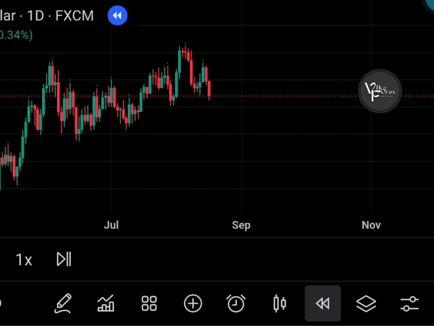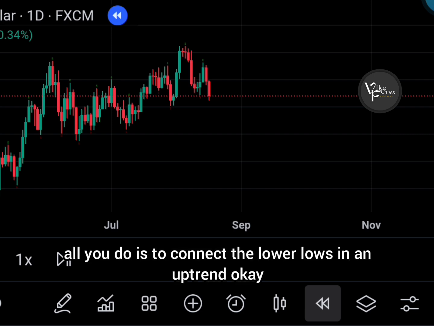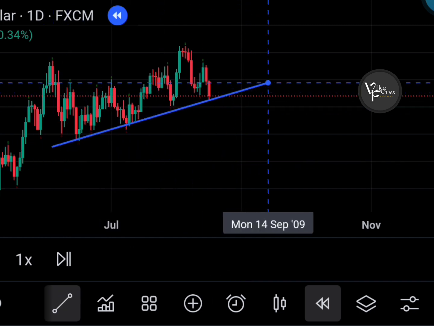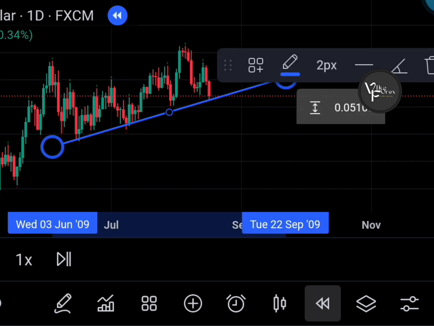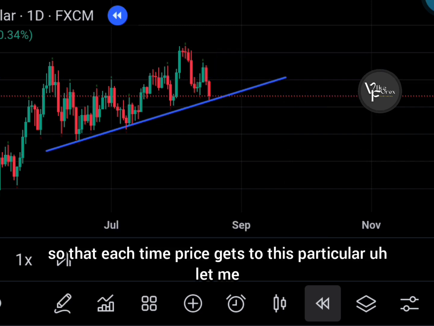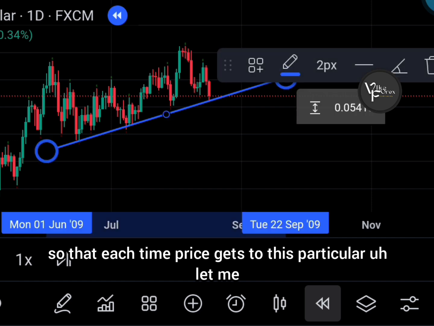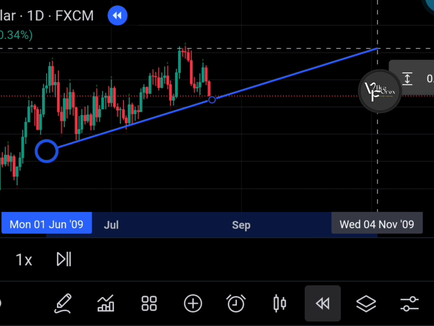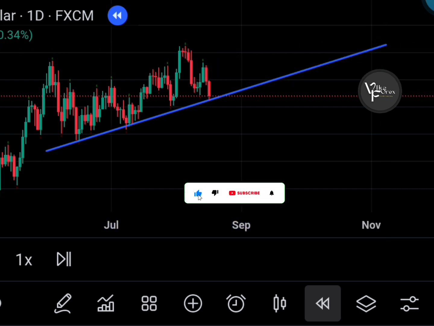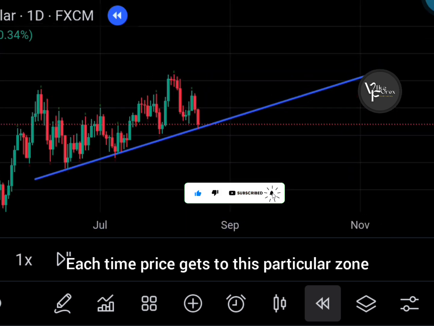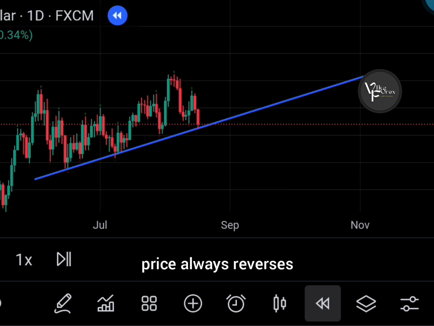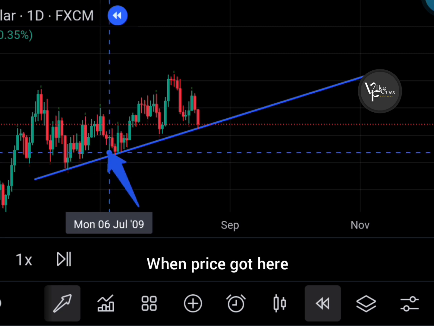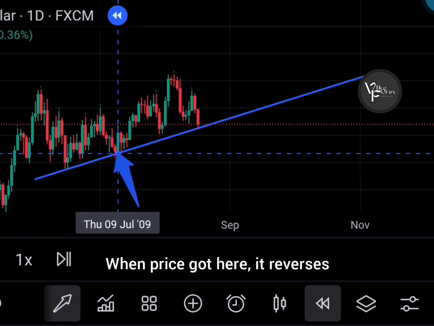When you want to draw a trend line, all you do is connect the lower lows in an uptrend. Okay, this area, so that each time price gets to this particular zone, price always reverses. For instance, when price got here, it reversed. When price got here, it reversed. When price got here, it reversed.